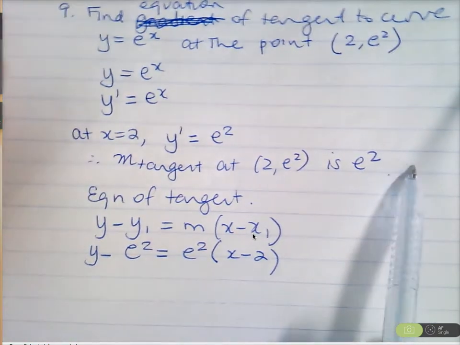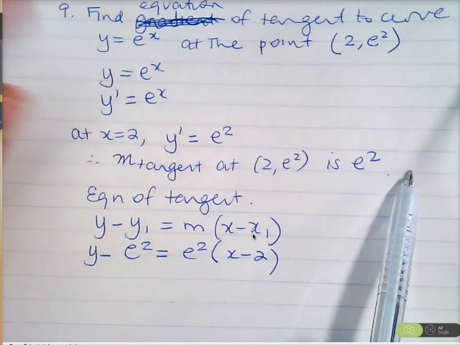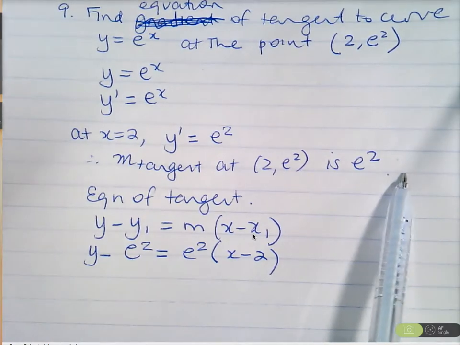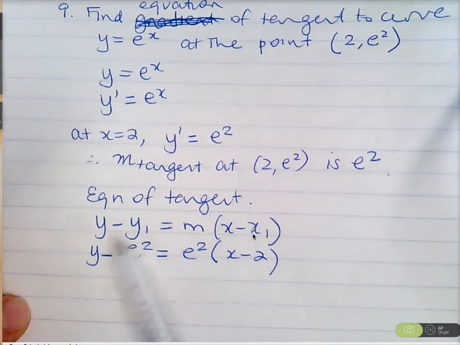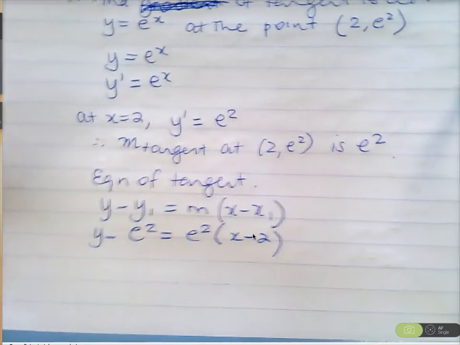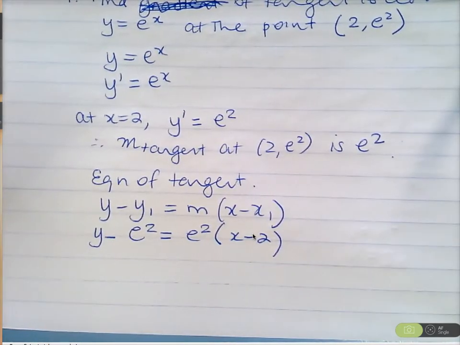That's now some of the questions in the textbook. Questions 5, 6, 7 ask for the gradient of the tangent. You would stop there. Once I ask for the equation of the tangent, you use your gradient and a point on the line, or the point where the tangent is.